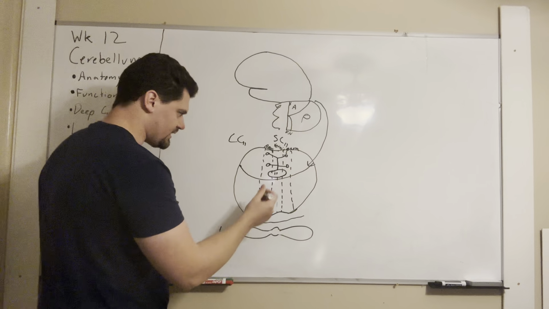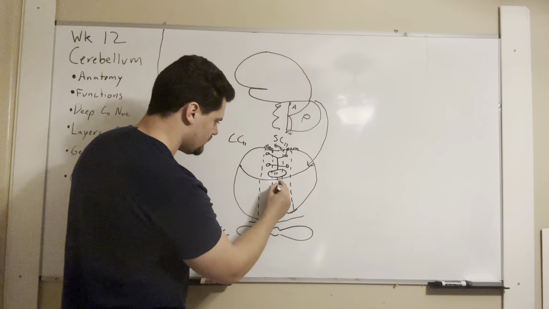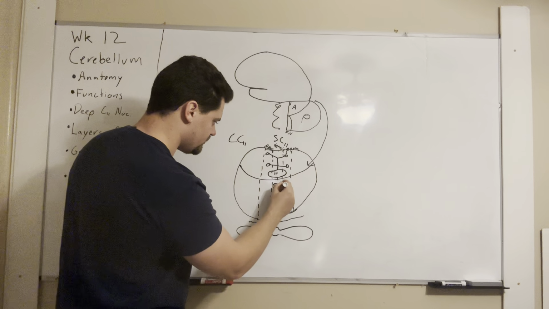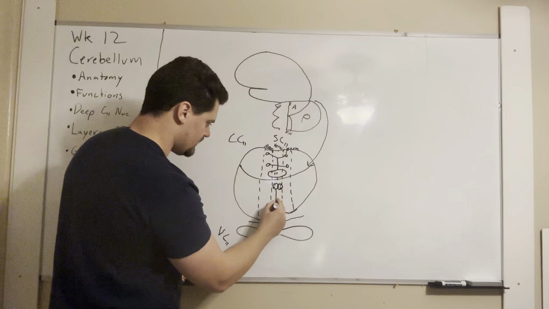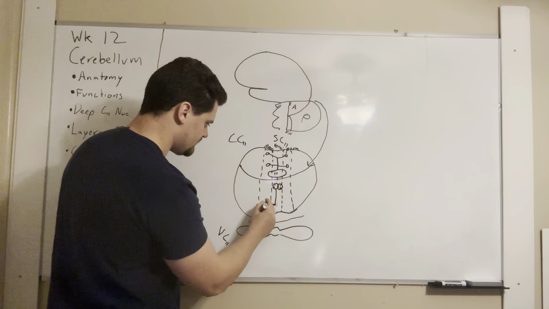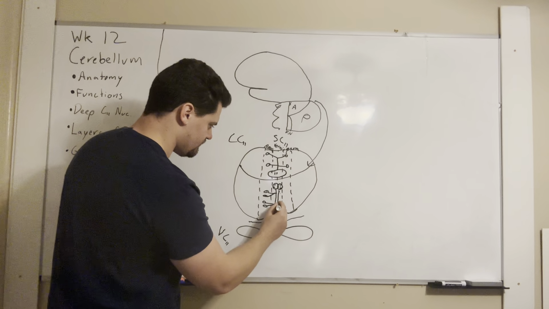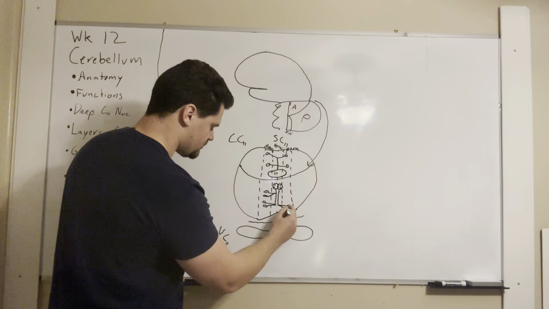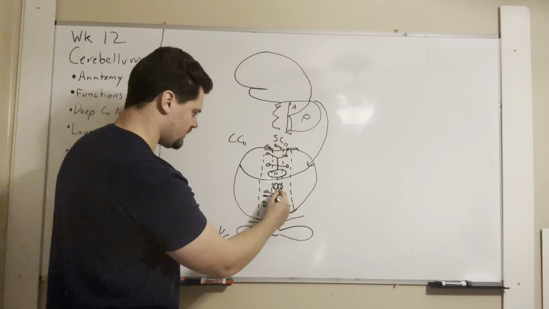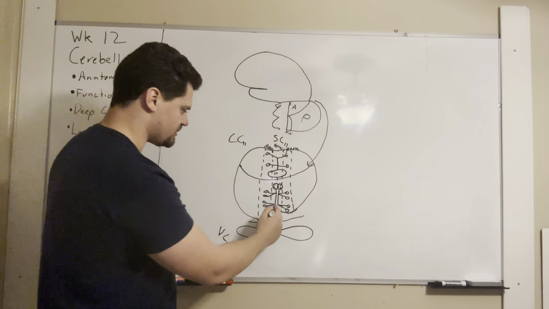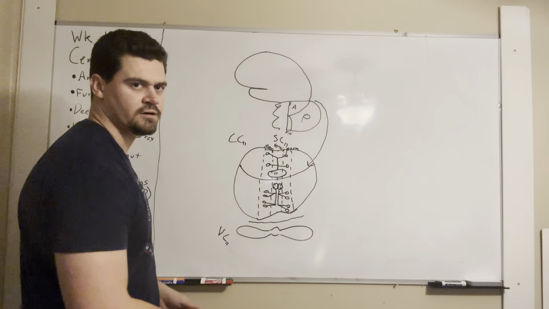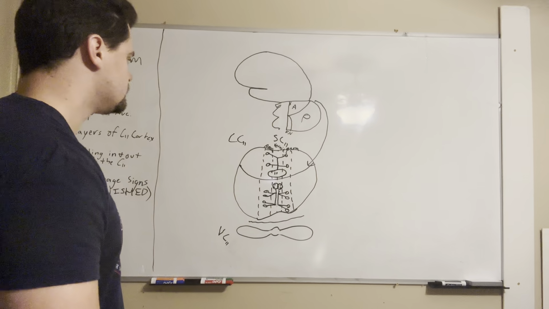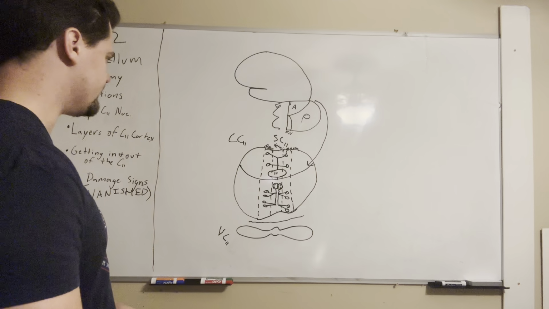Oh, and another thing, I completely forgot about the posterior lobe. So there's going to be two little homunculi here. So there's the eyes, there's the nose, and then here's their legs, and there's their arms. And look, it's the same thing. Their head, neck, and trunk are in the vermal area, and then their extremities are in the paravermal area. So shouldn't be too crazy.